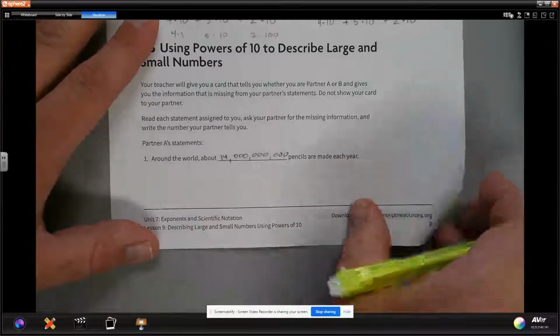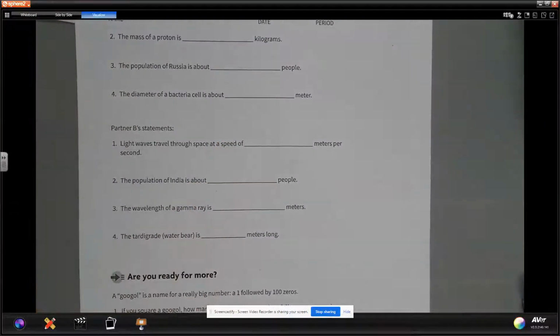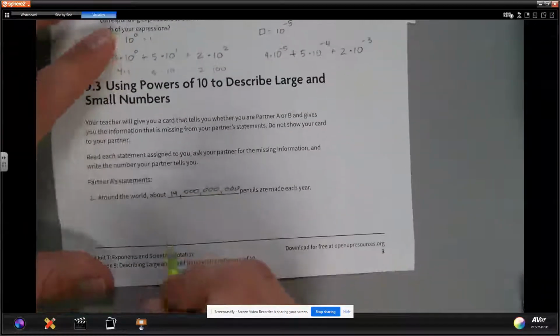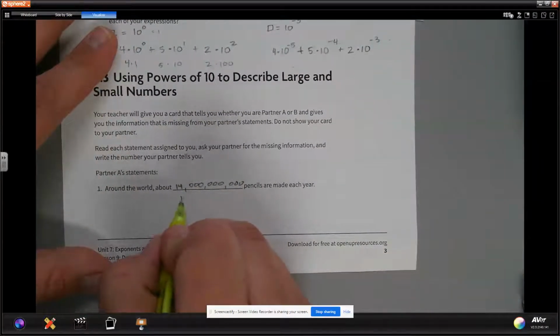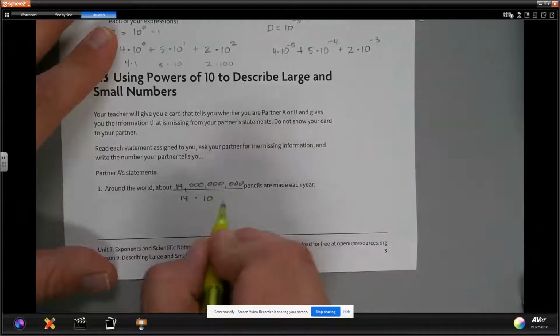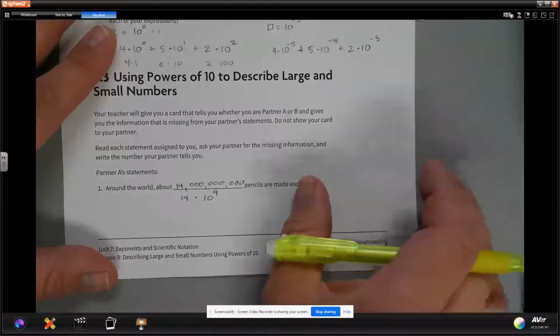And what we'll come to do with this is we're actually going to write these in the next statement as powers of 10. Oh, you know what? We're not going to wait. We're just going to do it right here because I think I'm wrong. This power of 10 right here, we would have 14 times 10 to the 9th power would be another way to write that, because 14 billion, that's a lot of pencils.